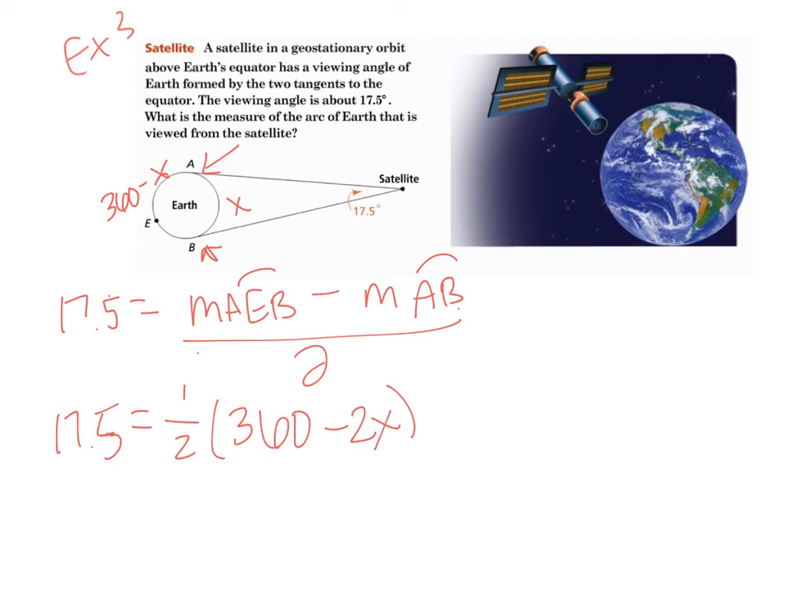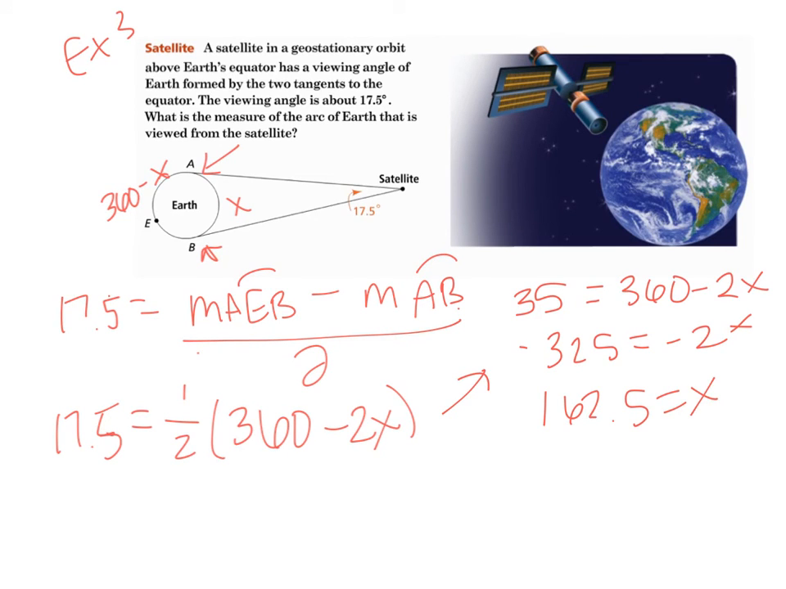So we're going to do the same thing we did before. Multiply both sides by 2, and then we can do our algebra. So I'm going to go ahead and do that, and then I will show you my results. Okay, so hopefully you tried it yourself, but if not, that's okay. I completed the problem, and I ended up getting 162.5 for x. So the measure of the arc of Earth that is viewed from the satellite is actually 162.5. That's the smaller one. If we wanted to find the other one, we would just subtract that from 360.